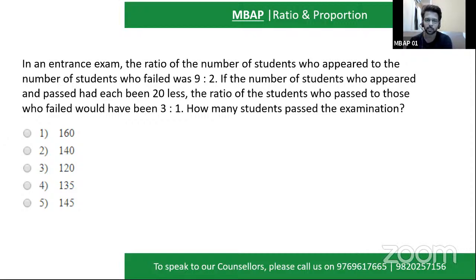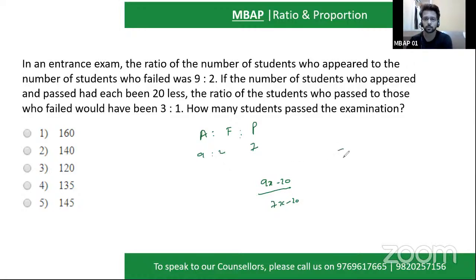So there are 3 variables: appeared, passed, and failed. Appeared versus failed is 9:2. So obviously passed will be 9 minus 2, which is 7. Now I'm just telling you how technically you would have to solve, though I will not teach you the technical approach. The question says if the number of students who appeared and passed was 20 less, appeared was 9x minus 20, passed was 7x minus 20. Clear?